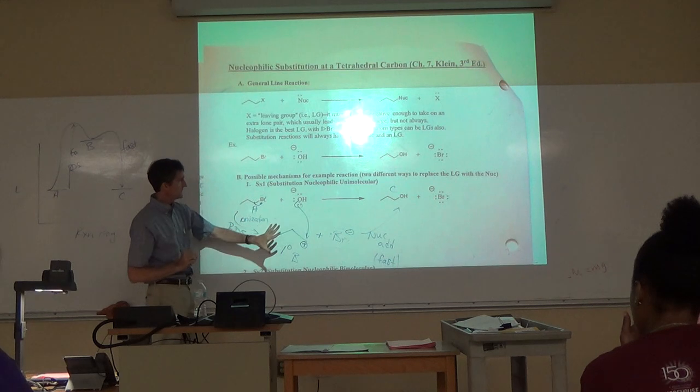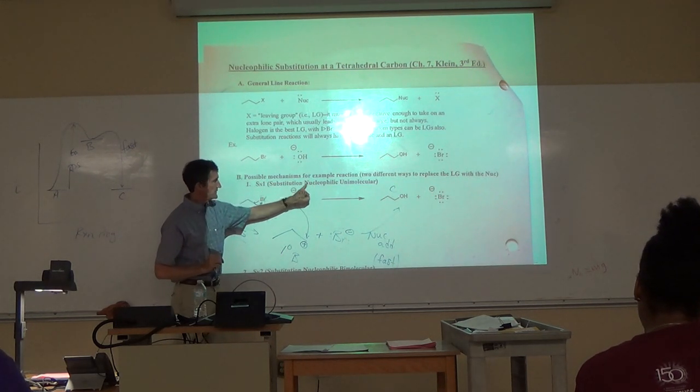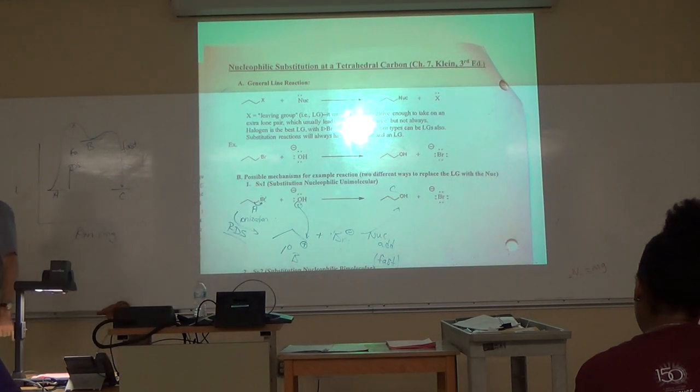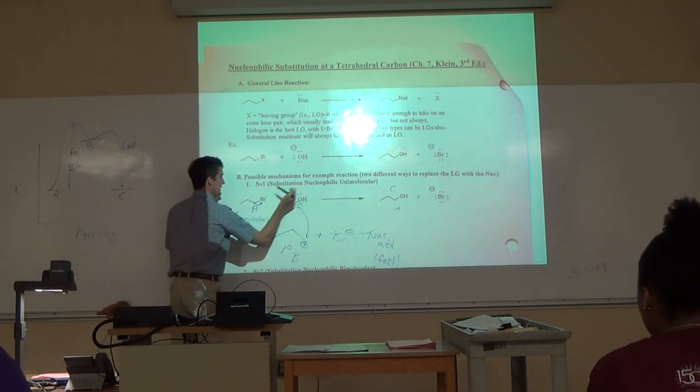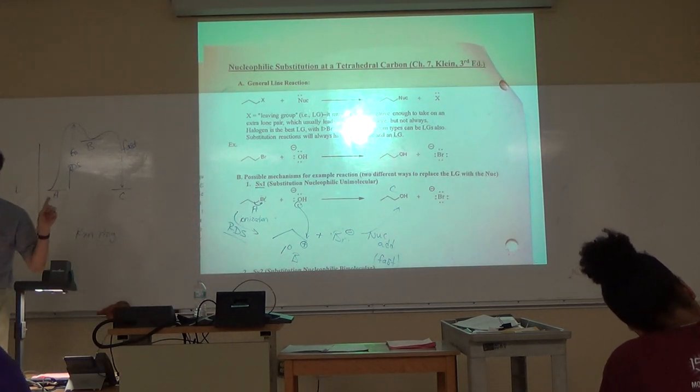This mechanism that I showed is called a substitution by a nucleophile, that's what that means, but it's unimolecular. One molecule is involved in the rate determining step. More briefly, they call it SN1. I just showed you an SN1 mechanism.